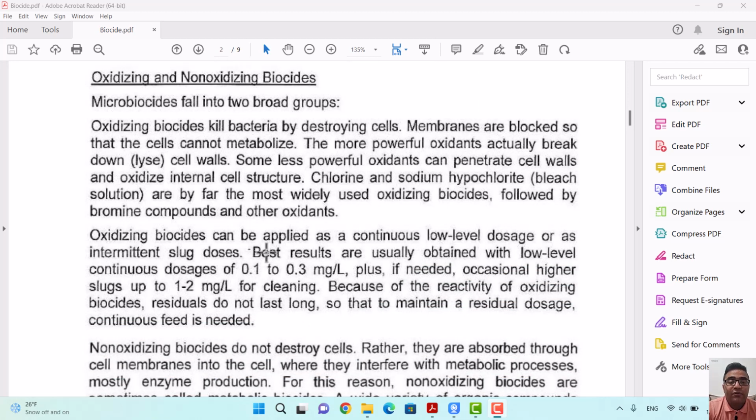Oxidizing biocides can be applied as a continuous low-level dosage or as intermittent slug doses. Best results are usually obtained with low-level continuous dosage of 0.1 to 0.3 ppm, plus, if needed, occasional higher slugs up to 1 to 2 ppm for cleaning. Because of the reactivity of oxidizing biocides, residuals do not last long, so to maintain a residual dosage, continuous feed is needed.